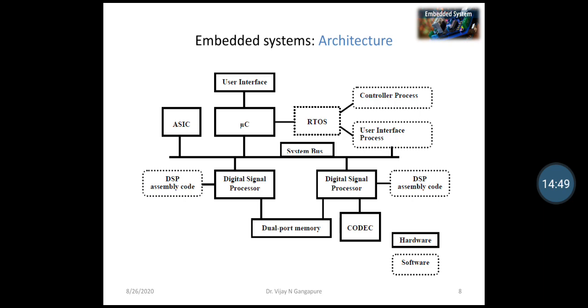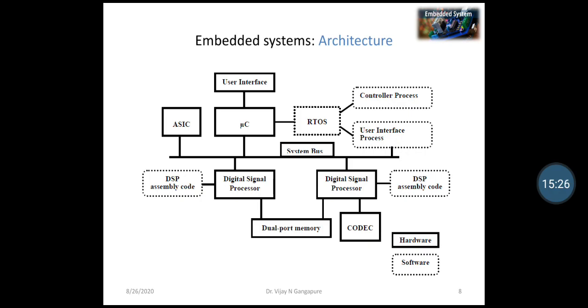Microcontroller is connected through a bus to the system bus. It is also connected to the dotted block, that is RTOS, a real-time operating system, that is software actually. So if you see at the bottom right hand side, for the hardware of this embedded system architecture, solid lines or solid blocks are used, and to indicate software blocks, dotted blocks are used. Okay, so the microcontroller is connected to the user interface and RTOS.